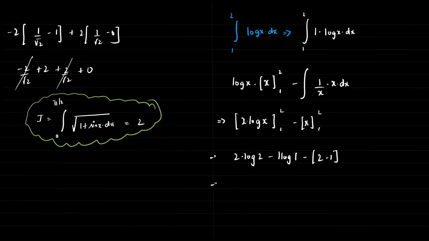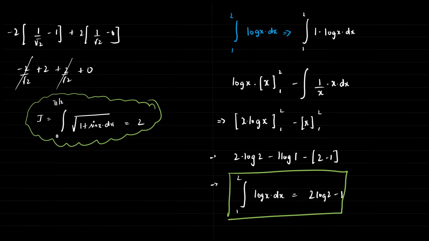So over here the final value is going to be 2 log 2, log 1 anyway is going to be 0, and negative 2 minus 1 is going to be negative 1. So the integral from 1 to 2 of log of x with respect to dx is 2 log 2 minus 1. This is going to be your final answer. So this was based on log.